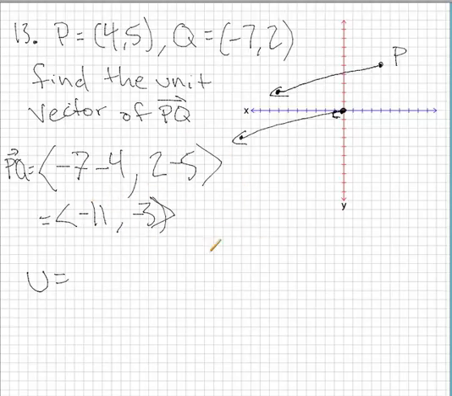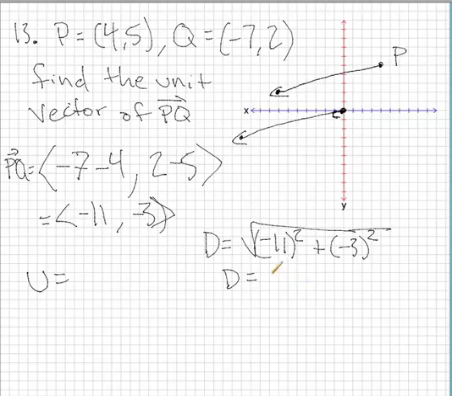So the distance, or magnitude, is going to equal the square root of negative 11 squared plus negative 3 squared. So distance equals the square root of 121 plus 9. So the distance equals the square root of 130.